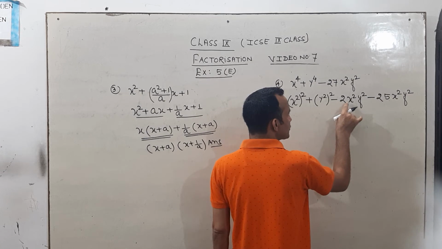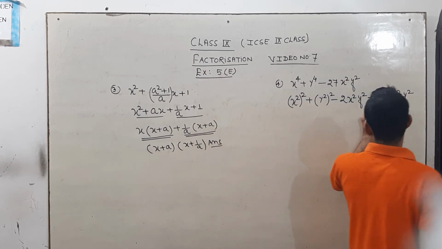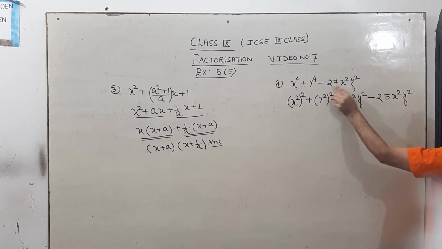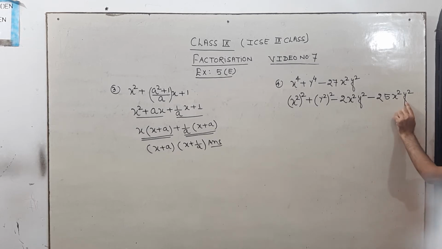The reason is what? When we use minus 2ab, here we will get minus 25x square y square, because minus 2 minus 25 is what? Minus 27. And 25x square y square is the perfect square.